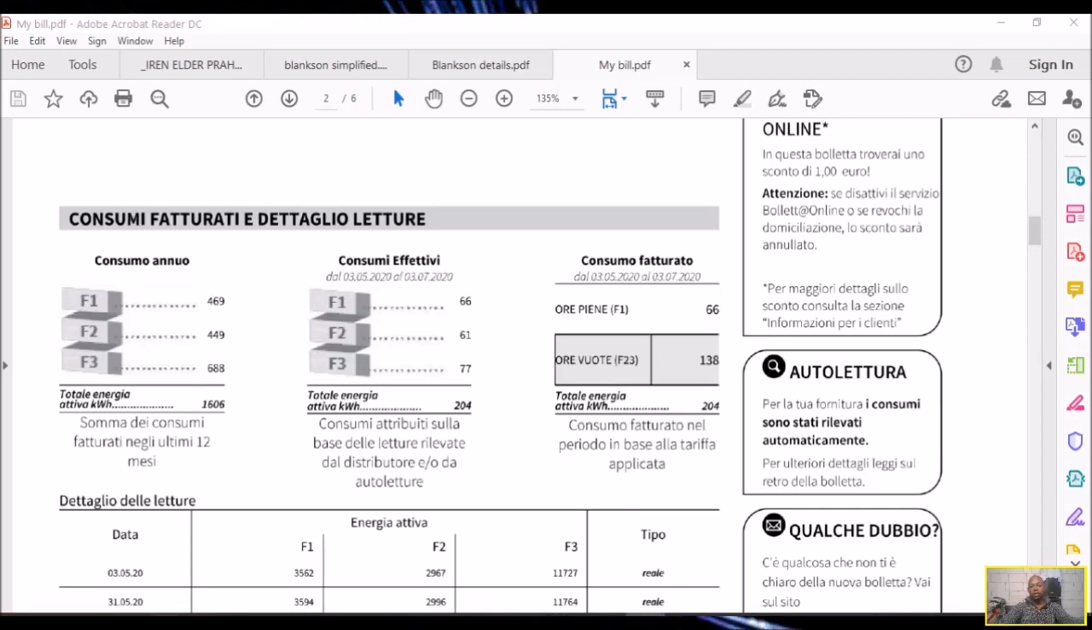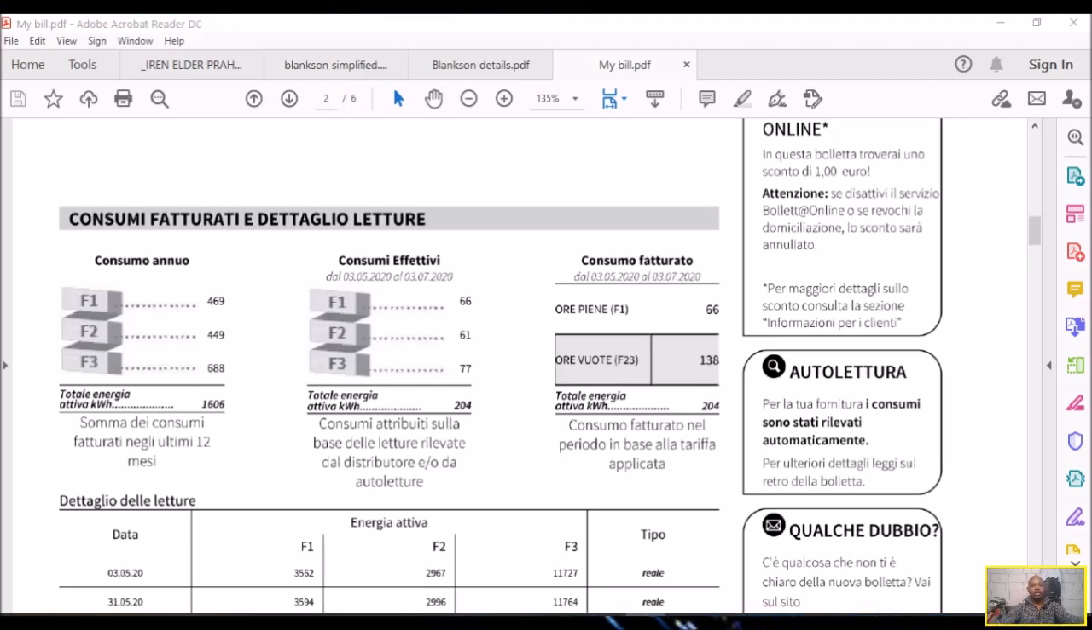Okay, when you go down or when you go to the next page, now we are going into details. When you have bi-horario, you will have something they call F1, F2, F3. F1 is normally for the working hours, that is from 7 a.m. probably to 7 p.m. And F2, F3 is for the evening and the weekends, or even on holidays.